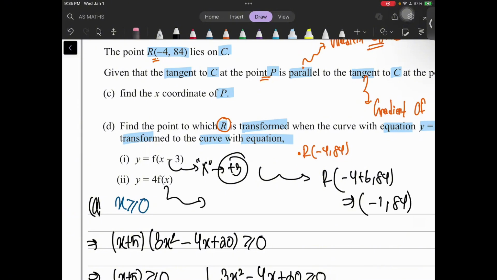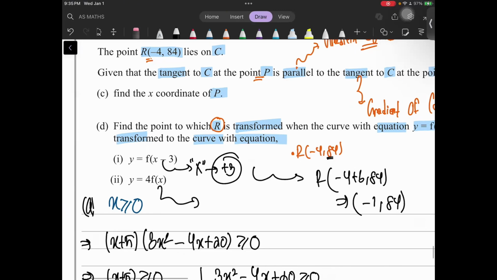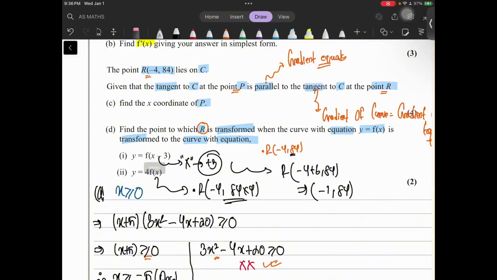And for this, it is the stretch of the curve. This is the vertical stretch of the curve, which means that the y coordinate is going to get changed as well. Only the y coordinate is going to get changed. So R equals (-4, 84 times 4). This should give the value. So yeah, I've done that.